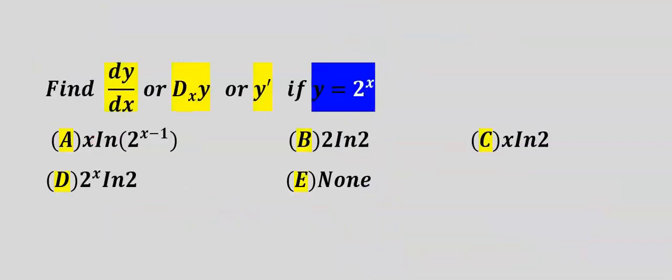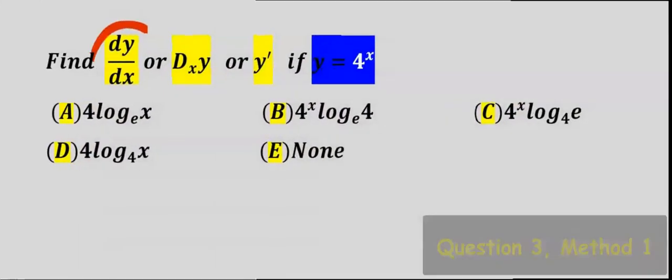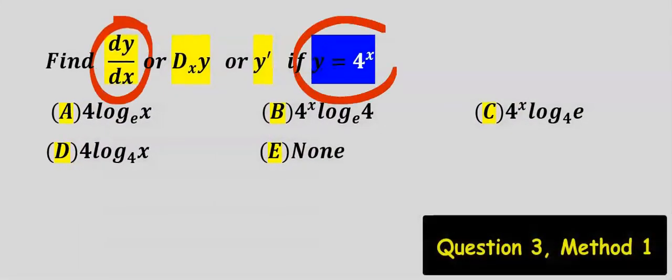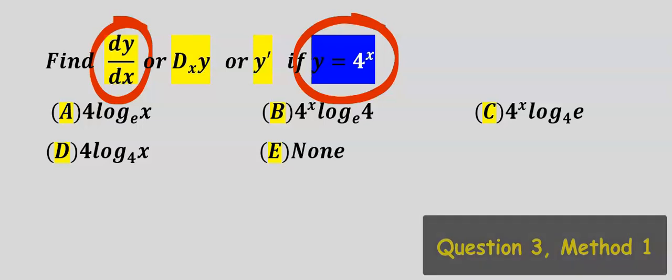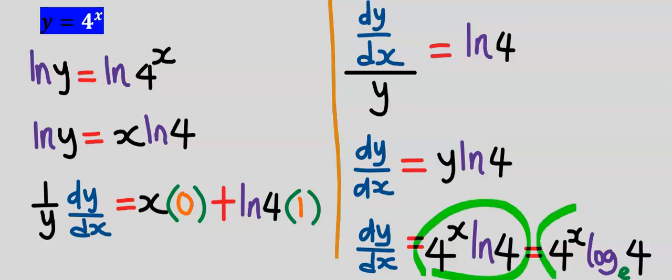From the options, our answer is D. Remember, this and this are the same. Next, let's find the derivative of this function. When you solve correctly, this is our dy dx, which is the same as this.